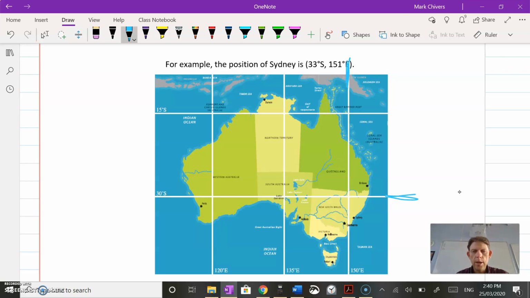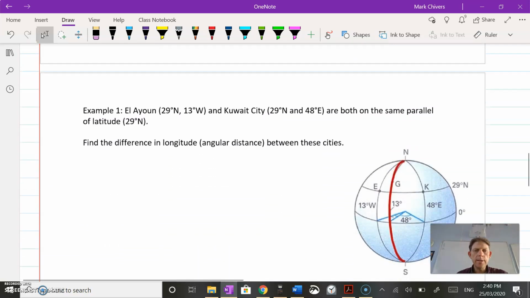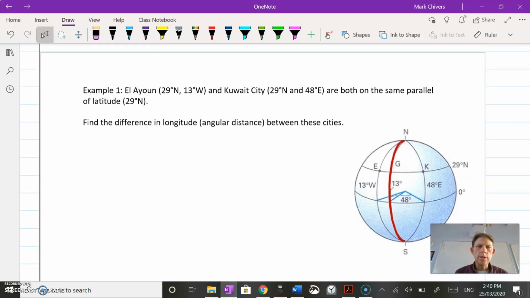So we can state positions on the Earth given their coordinates based on those lines of latitude and longitude. As well as that, we can find what's called the angular distance between two cities. The best way I find to do this is to just draw myself a bit of a number line, not a timeline. In this particular example, both these cities are on the same parallel of latitude. They're both 29 degrees north. I've been asked to find the angular distance between them, and El Ayoun, if that's how you say it, is 29 degrees north, 13 degrees west, and Kuwait City is 29 degrees north and 48 degrees east.